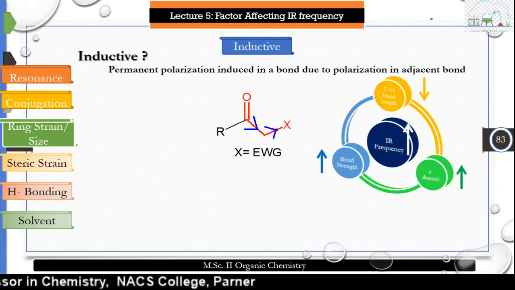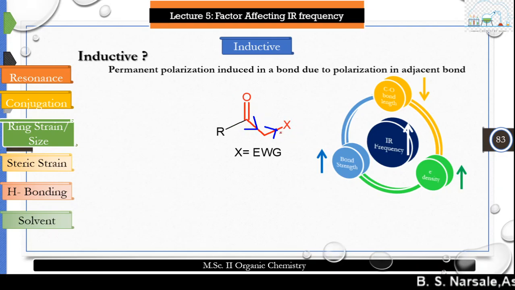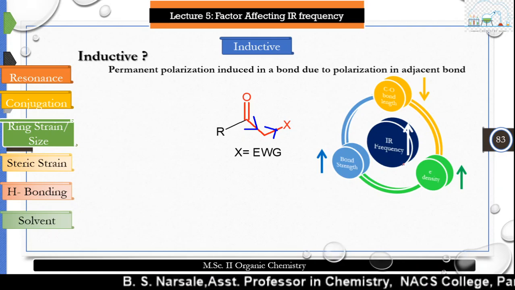Now, as this electron withdrawing group is going to increase the IR frequency, if there is an electron donating group, it reverses all the factors and the IR stretching frequency decreases, or the IR absorption is going to decrease.